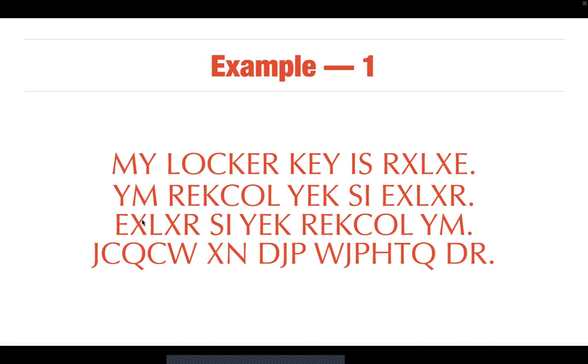So in the same way, X will convert to C, L will be Q. Normally, if you add 5 to the alphabets, you will get this string. Like if you add 5 to E, you will get J, and if you add 5 to X, you will get C, when you go Y, Z, A, B, C. This is how you get C.